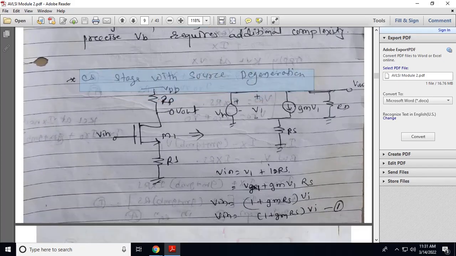Next circuit, that is a common source stage with a source degeneration. So this is a common source amplifier with a source resistance. We are using RS here. So common source input is applied to the gate, output is measured at the drain. Now we can draw a small signal model for this common source stage with a source degeneration.